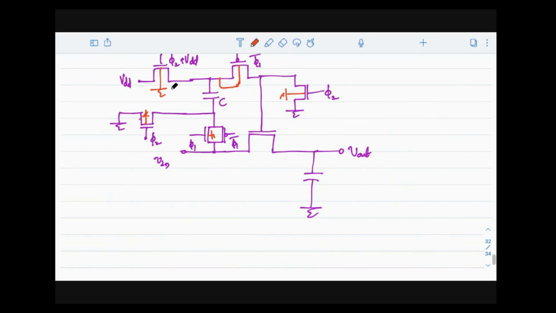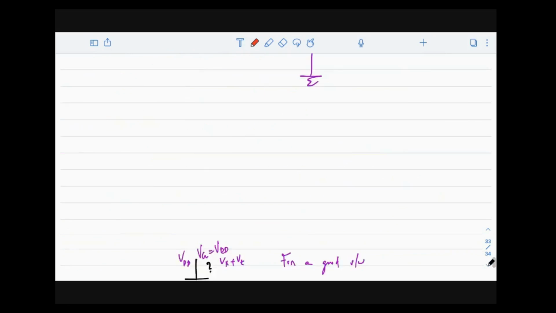All right. So this is your complete bootstrap switch. Now the only question left is how to generate this phi 2 plus VDD. We'll see that and we'll wind up for the day. So now the question is how to generate this voltage of phi 2 plus VDD.